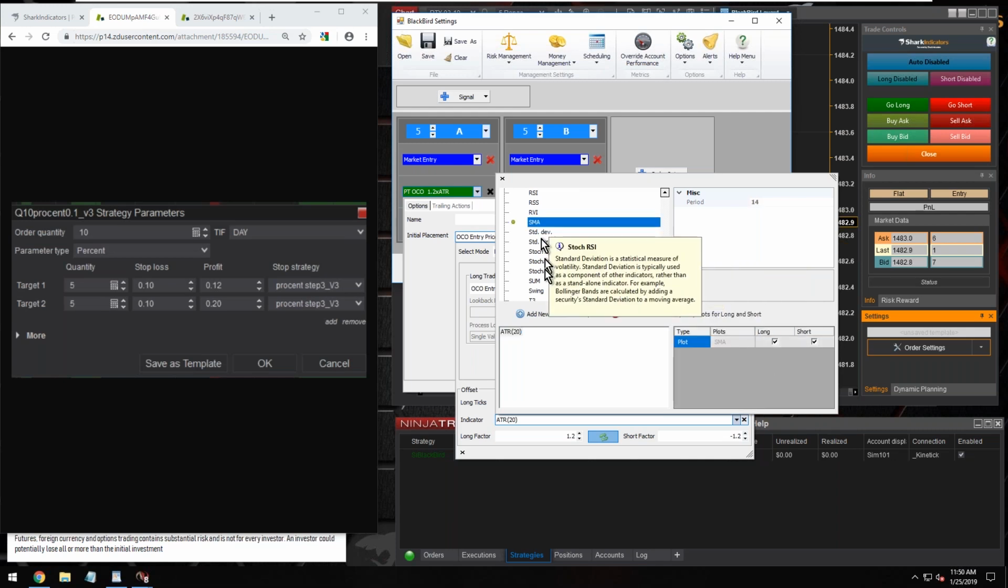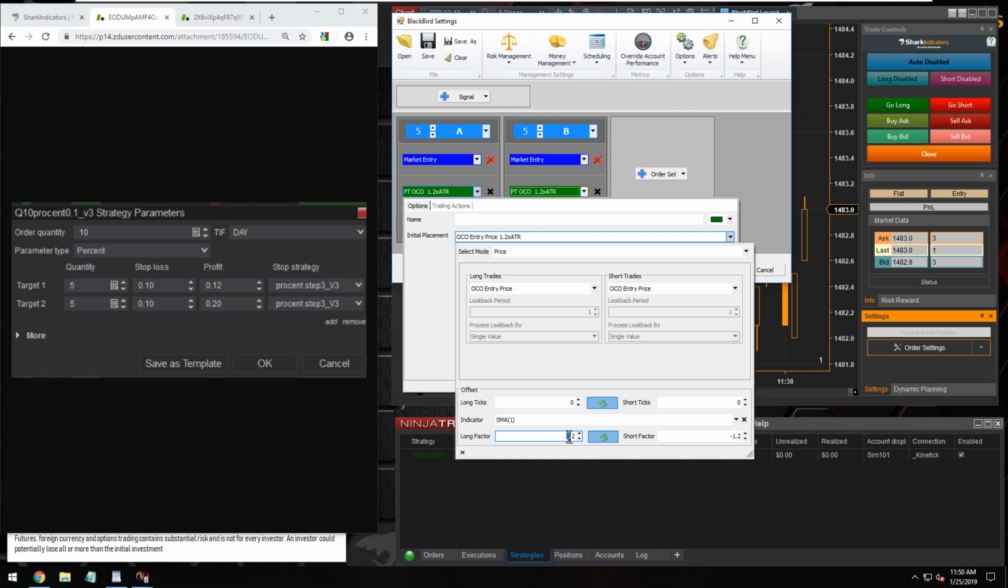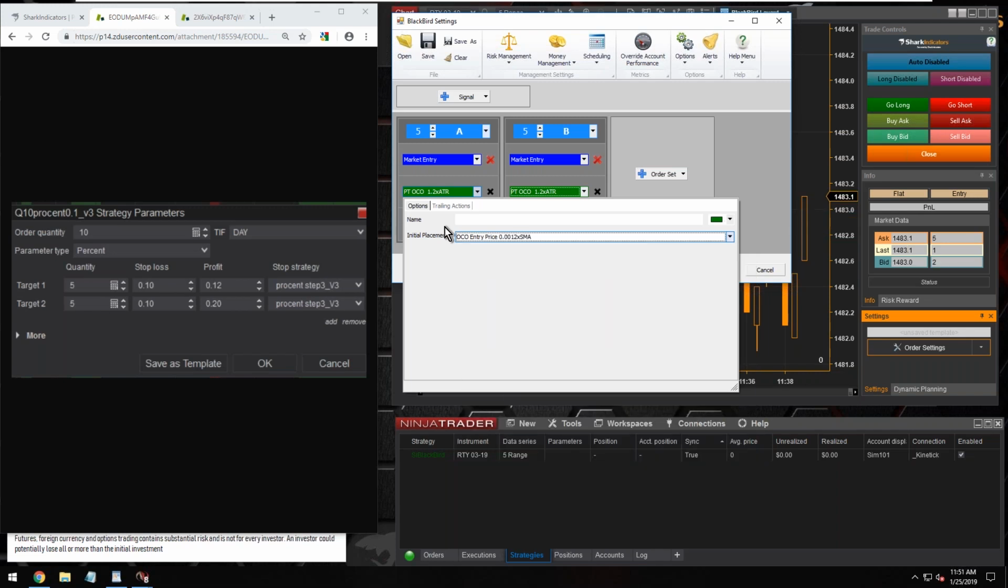Let's see, yeah, there's the SMA. Add that down there. And again, make sure it's a 1 period SMA. And now our factor is going to be 0.0012. There. All right, so we have our first profit target converted over.